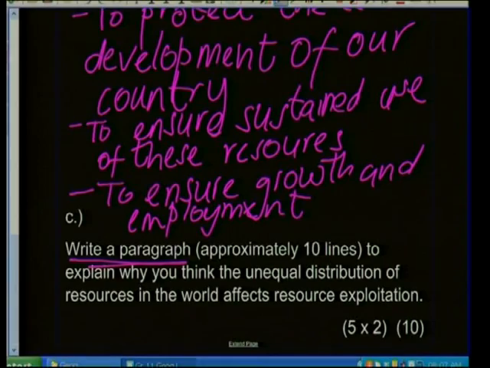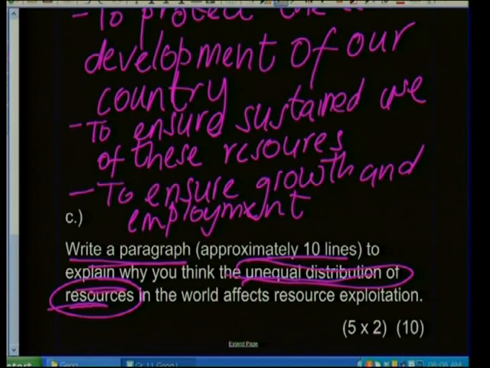Let's look at the next question. And I love paragraph type questions. Write a paragraph, approximately 10 lines, to explain why you think the unequal distribution, very important, the unequal distribution of resources in the world affects resource exploitation. Now let's think about this carefully.